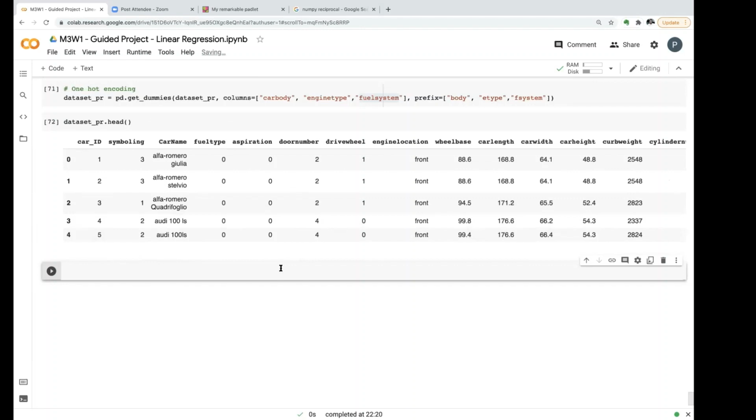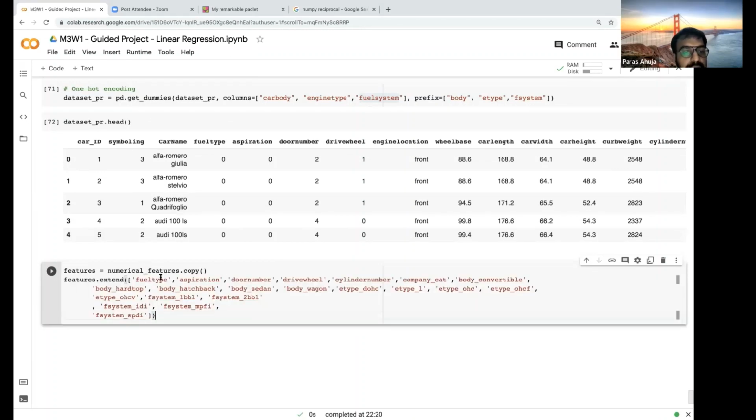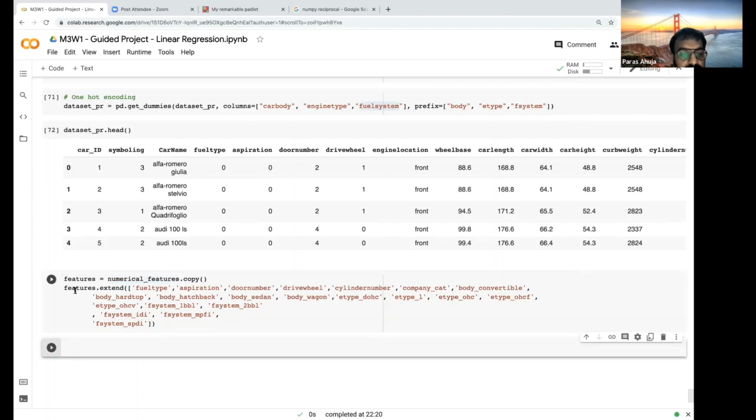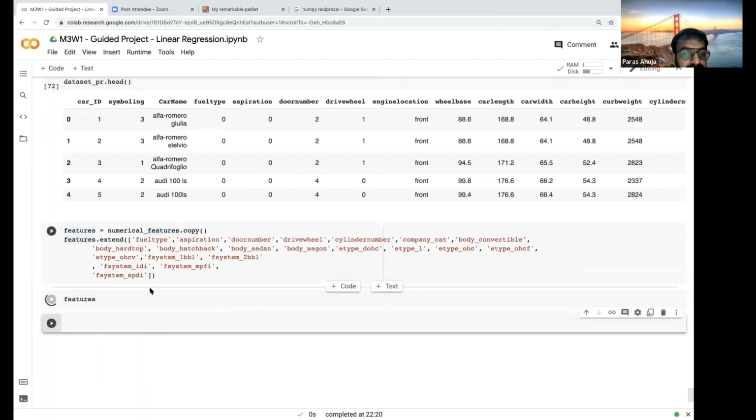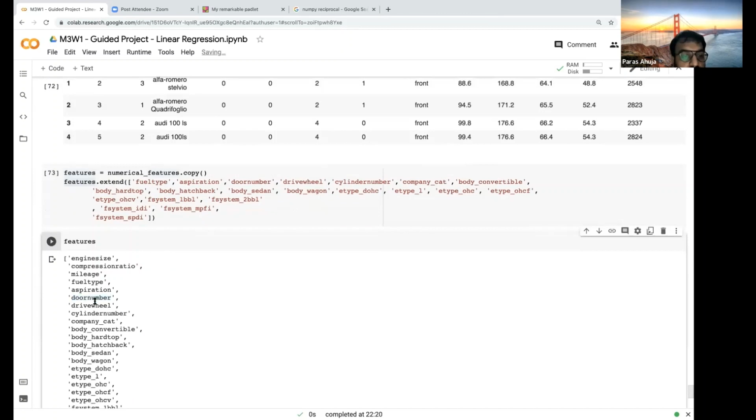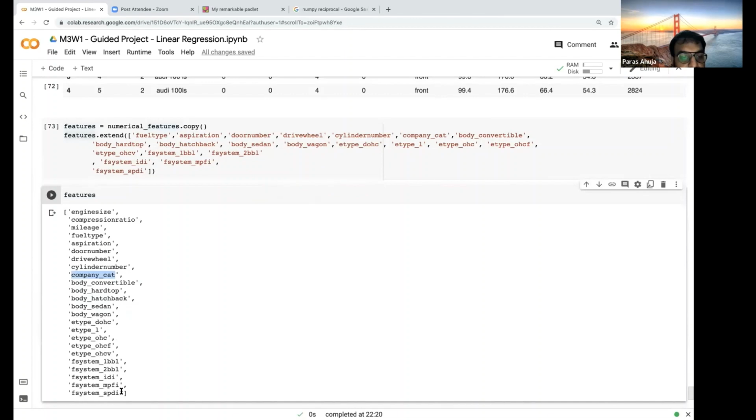And features. I take the numerical features. Those are 3 features, right? And basically, it's a list of all the features that we have. Finally, these are our features: engine size, compression ratio, mileage, fuel type, acceleration, door number, drive wheel, cylinder number, company cat. Right. All this we are taking. Okay, so these are our final features that we will be taking.